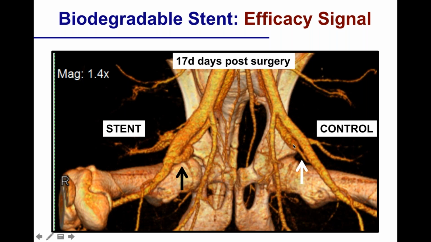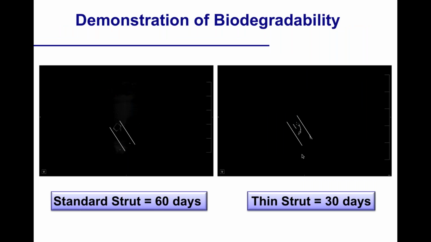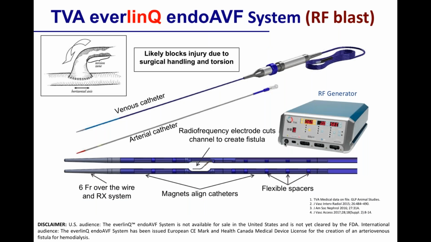And on the control side, you see a relatively tight stenosis, similar actually to what you see in human arteriovenous fistulae. And then again, most importantly, we've been able to demonstrate that most of the stent actually disappears by 30 to 60 days. And we are excited about the potential of this new therapy. So that was novel therapy number one.